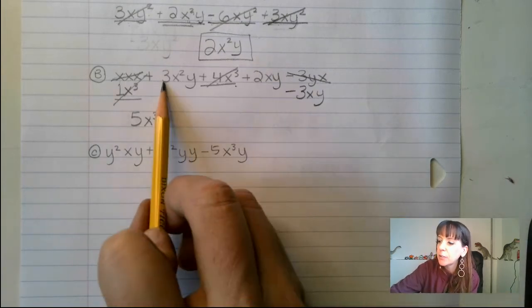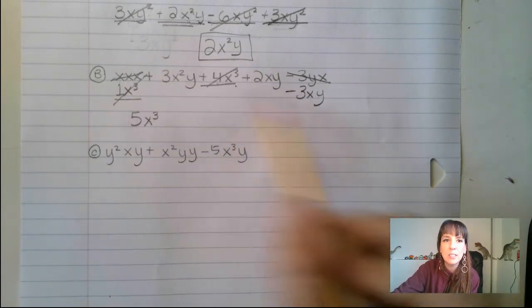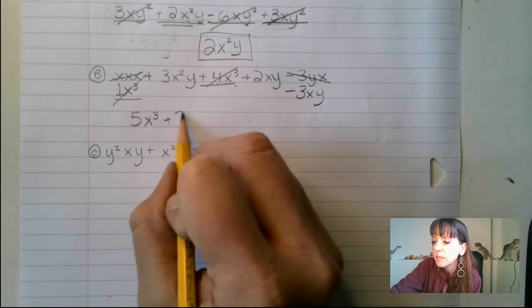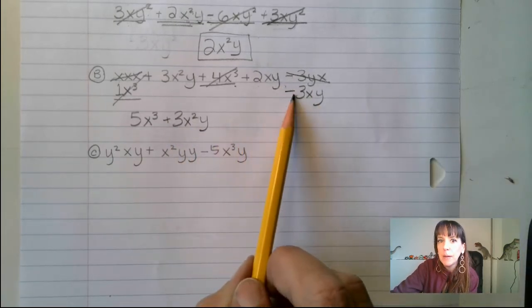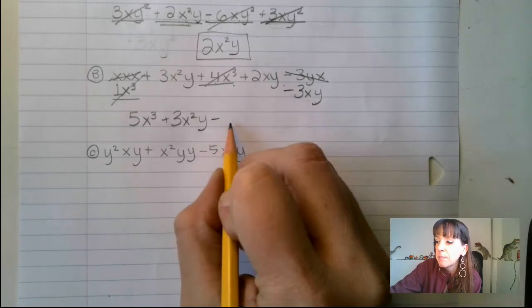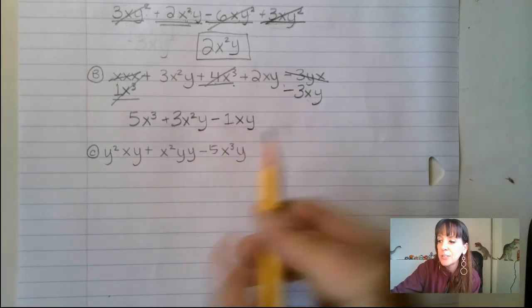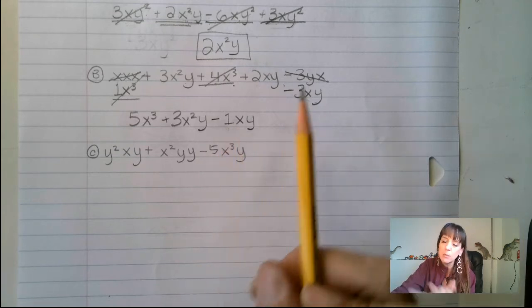Now we have 3x squared y. I don't see any other x squared y's, so I'm just going to bring that down. Plus 3x squared y. Now we have 2xy minus 3xy. So that's going to be minus 1xy. Now, generally we don't put the 1 there, but it's okay if you do.